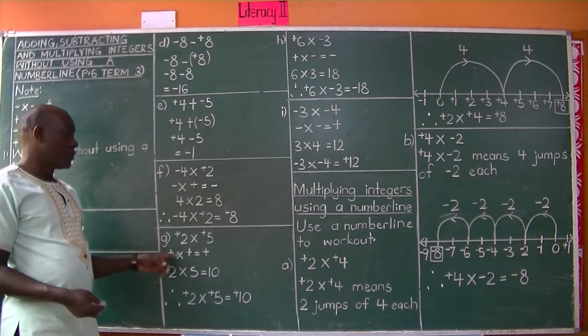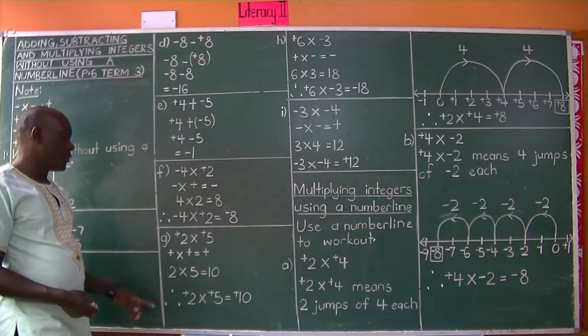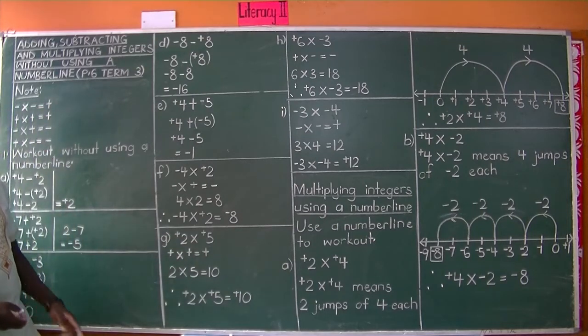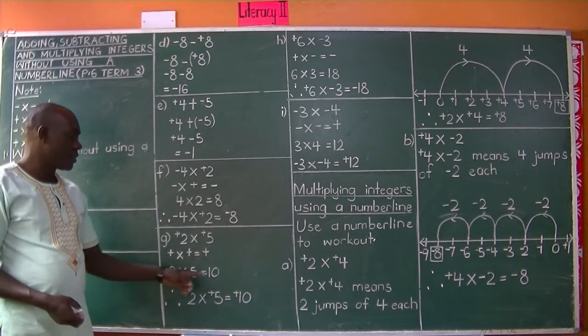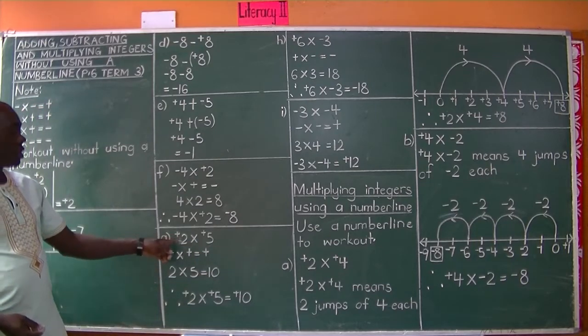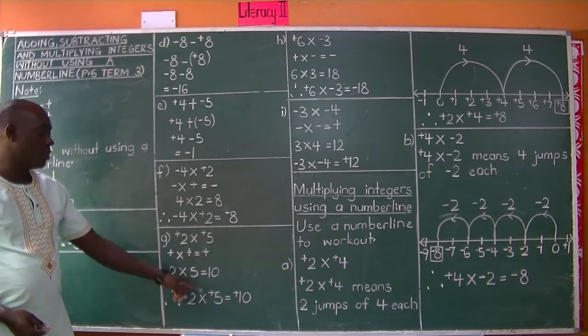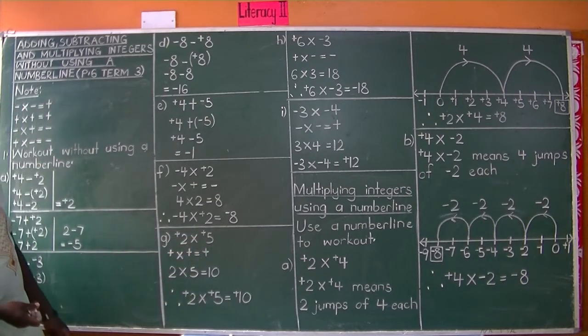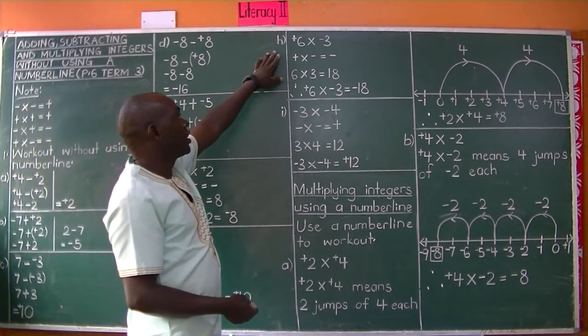So work out positive 2 times positive 5 without using a number line. So I've got 2 positives, and same signs produce a positive, so you say positive. Then 2 times 5 is 10. So therefore, positive 2 times positive 5 equals positive 10. And that is it about it. So we go to part H.